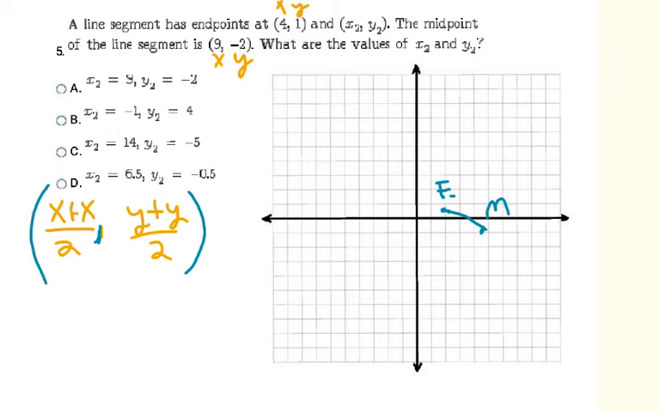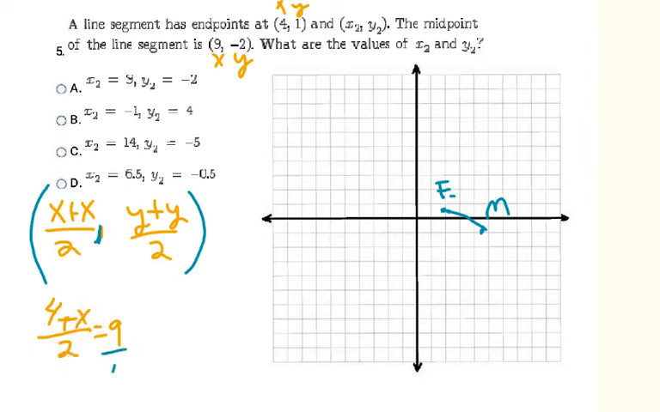So I know that one of my endpoints is going to be 4. So I'm going to have a 4 plus that x that I'm looking for over 2. And that's going to equal the midpoint, because this is my midpoint formula. But I only need to use my x coordinate of the midpoint because I'm working with x's right now. So I'm going to go ahead and solve this.